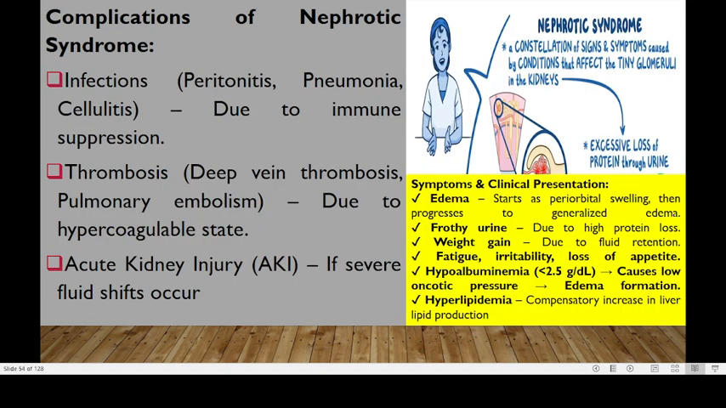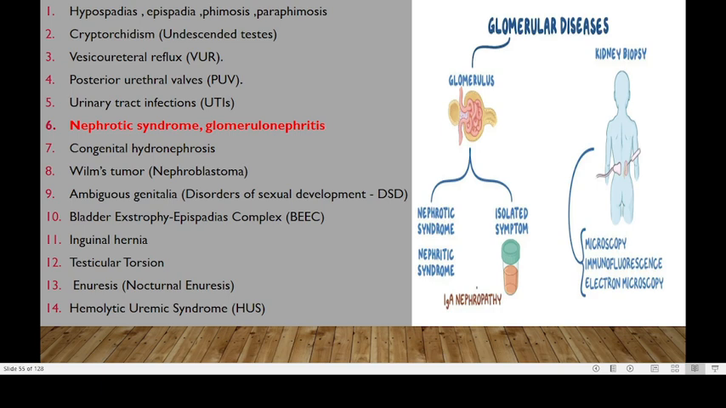Complications of nephrotic syndrome. We could have infection like peritonitis, pneumonia, and cellulitis. And this is all due to immune suppression. Thrombosis. This is deep venous thrombosis, pulmonary embolism, all because of the hypercoagulable state, right? The hypercoagulable state will predispose the patient to such disorders. We also have acute kidney injury, abbreviated as AKI, and this is because of the severe fluid shift, right? The severe fluid shift might predispose the patient to that.